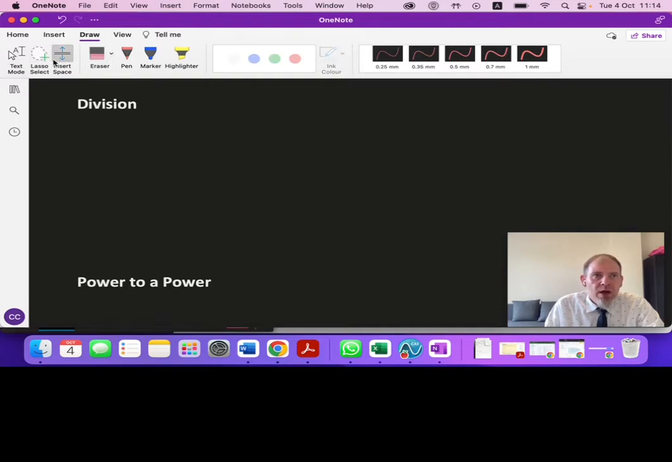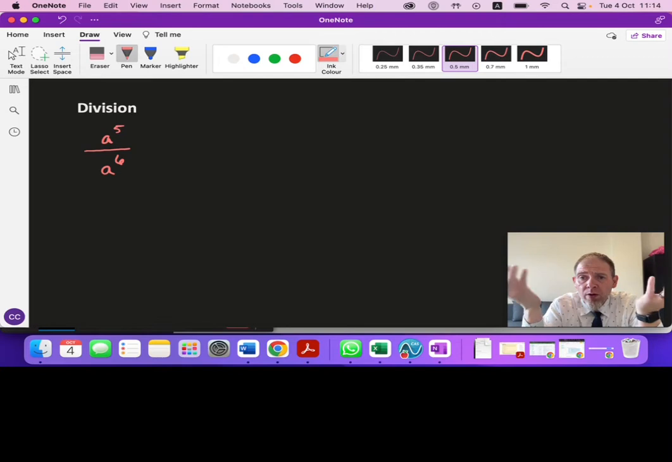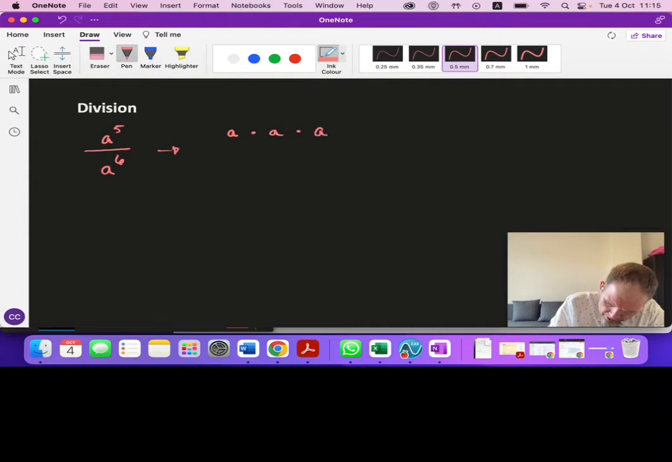The next idea is working with division. Because if we can multiply, then obviously we can also divide indices. So the division rule says that if I have a to the fifth and I divide it by a to the sixth, then whenever we divide indices that have the same base, we just subtract, and it works on the same exact concept. If I was to rewrite this, it's a times a times a times a times a, divided by a times a times a times a times a times a.